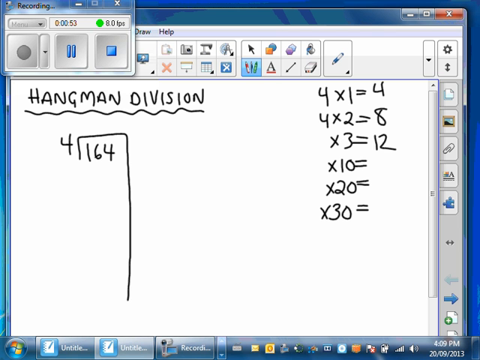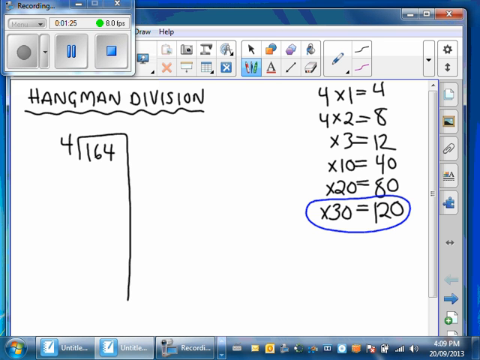Well, because we know that whenever we're multiplying by a multiple of 10, we simply only need to add a 0 to that. So that's going to be 40, it's going to be 80, and that's going to be 120. All right, now what we want to do is pick one of these numbers that's closest to 164, and we're actually going to take that right out. So if we look here, we can see that 4 times 30 is in fact 120.